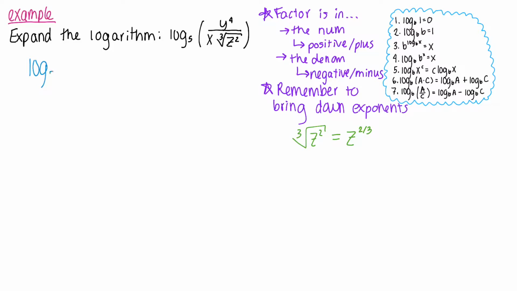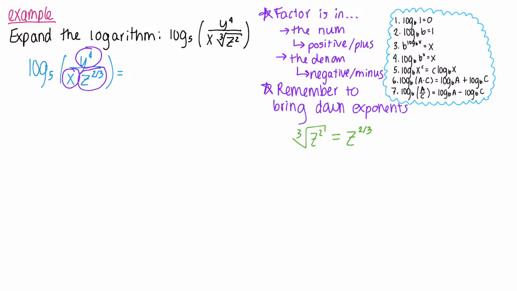So I have log base 5 of y to the 4th over x, and then z raised to the 2/3. Now I'm going to do this in one step. There are 3 factors. So we have one factor here, one factor here, and one factor here. Remember, factors are going to be things that are separated with multiplication or division. Technically multiplication, but in this case, the division idea works.